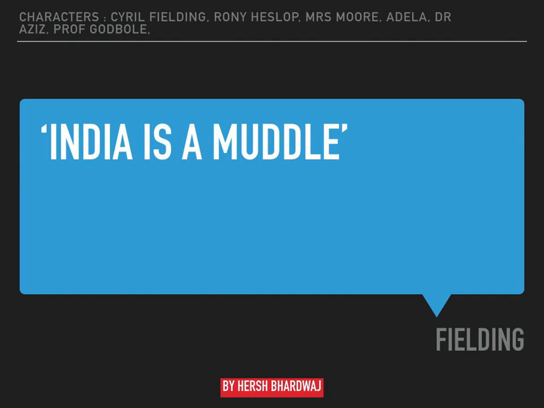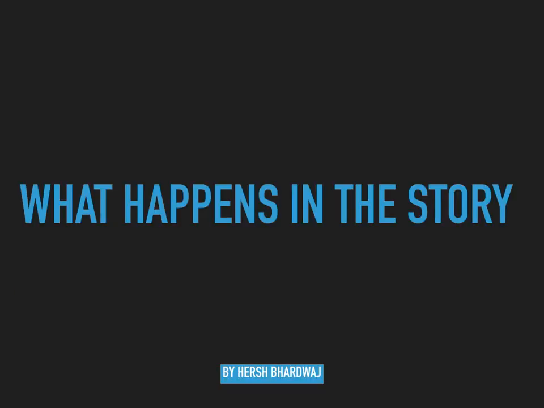Note this line down: India is a muddle. It's the most important concept of this book. And Fielding, who is by far the most sympathetic and liberal character of the book, is saying that India is a muddle, a state of confusion. So if he believes this, imagine what other characters and what other typical English people think about India. So this is an important concept. This concept has come many times in UPSC exams.